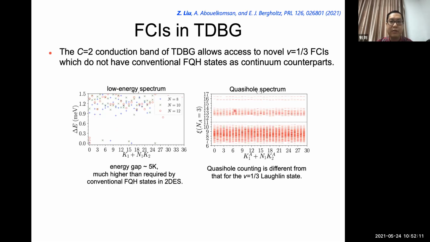And we also check the particle spectrum of these states. Again, there is a gap, but the number of states below this gap is different from that for the 1/3 Laughlin state. So this means what we find here is not a Laughlin state, but lattice-specific novel fractional Chern insulators in the Chern number 2 band without continuum counterpart.